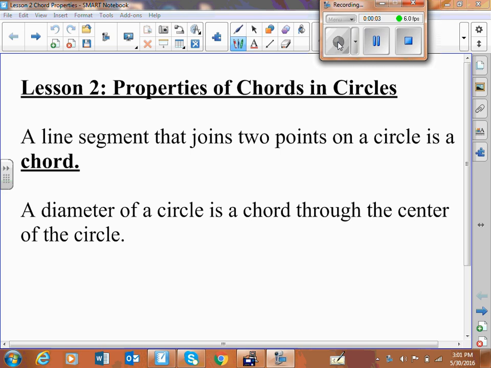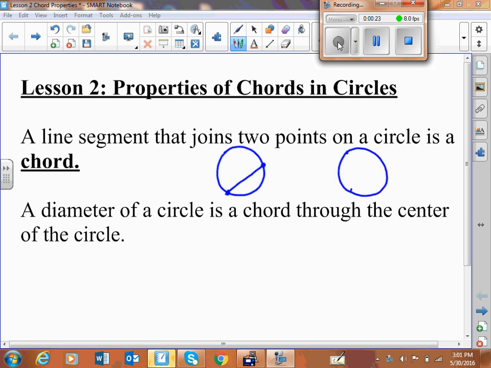Lesson 2, properties of chords and circles. So we're continuing with our circle geometry. Start with what is a chord. A line segment that joins 2 points on a circle, that's a chord. So very simply, draw your circle, any 2 points, that is a chord.